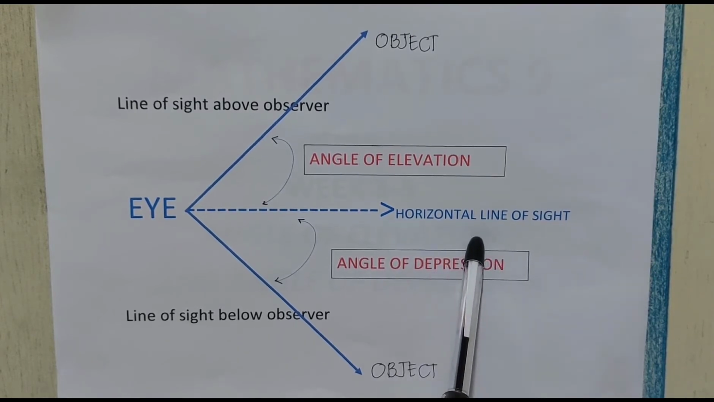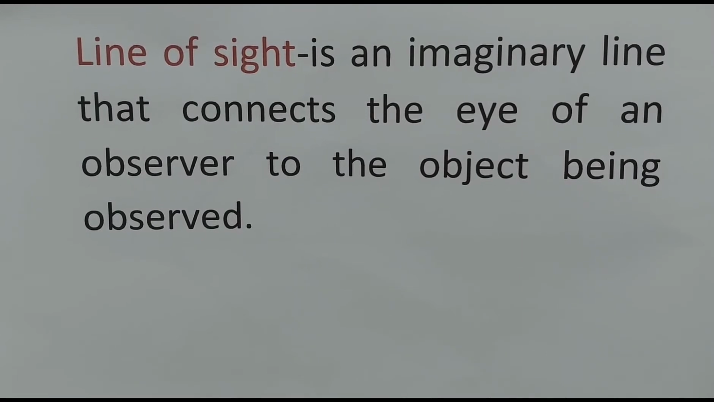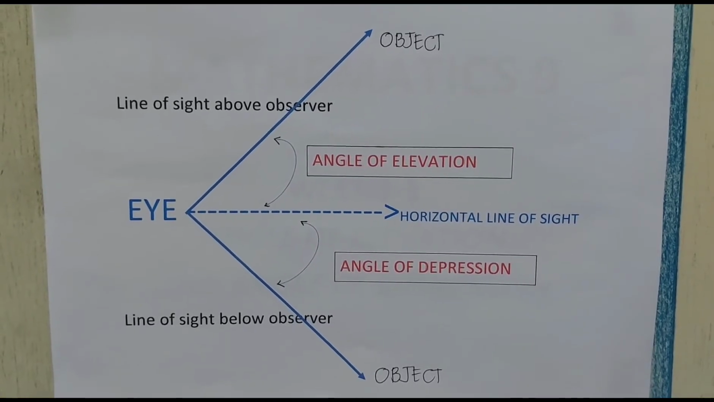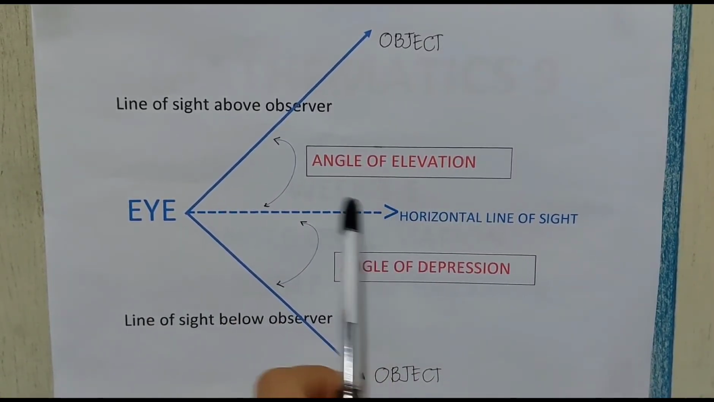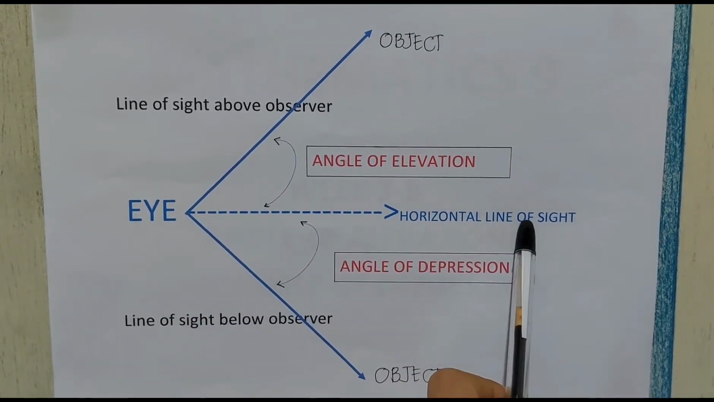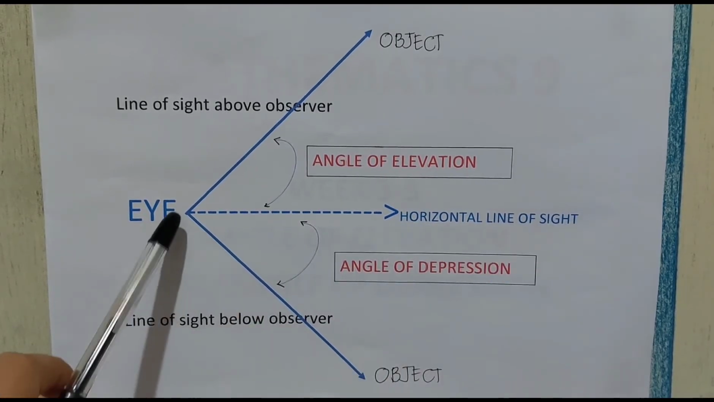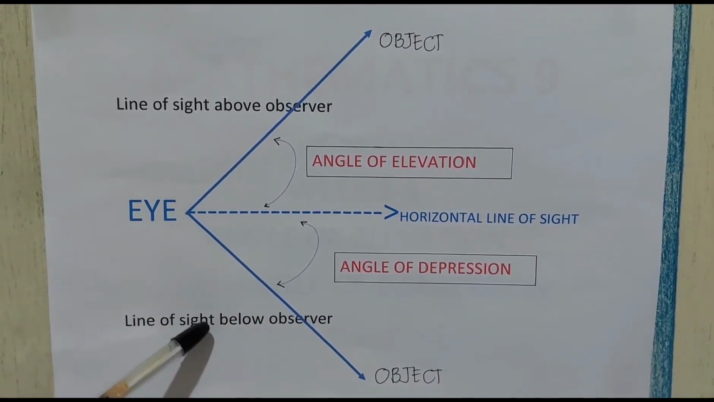What do we mean by line of sight? Line of sight is an imaginary line that connects the eye of an observer to the object being observed. So, this is the horizontal line of sight. If your gaze is straight, that is the horizontal line of sight, our basis. Our eyes can look up and can look down.